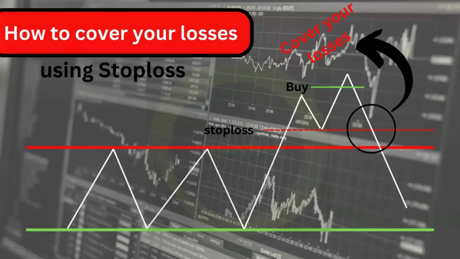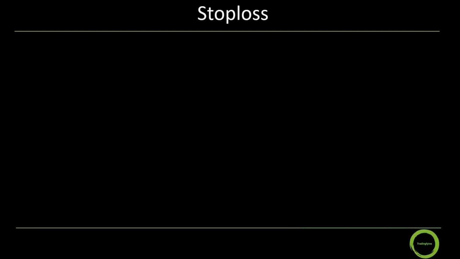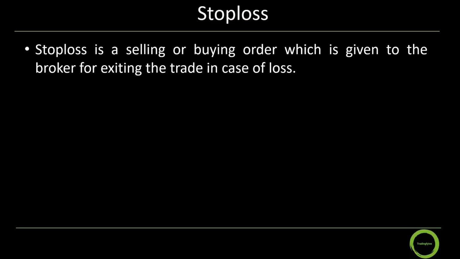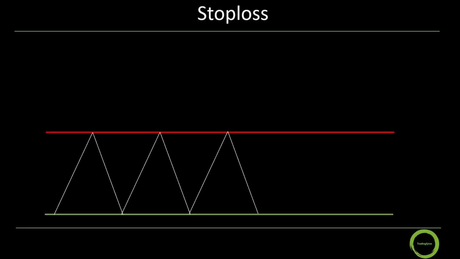So let us start with what is stop loss. Stop loss is a selling or buying order which is given to the broker for exiting the trade in case you start making losses. If you look at the word stop loss, it means to stop the loss. So in case the trade goes against you, the analysis goes wrong and you start making loss, a stop loss is used to cover your losses. Now let's understand this with better clarity through an example.